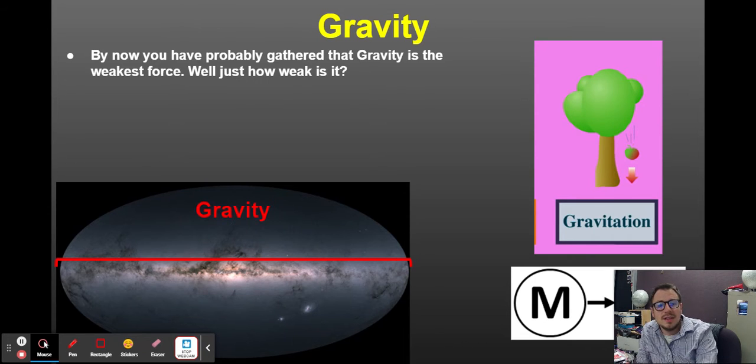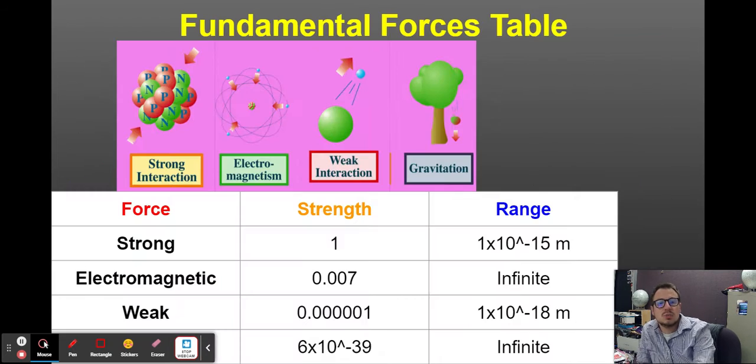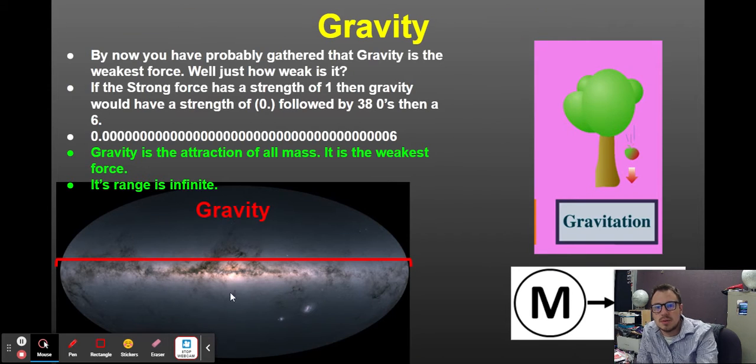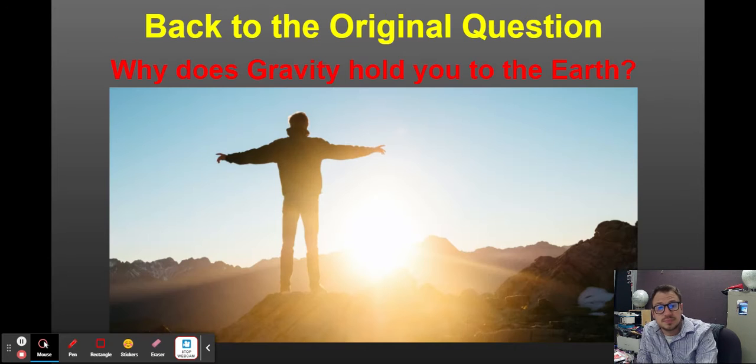Now, gravity is the weakest force. It's the attraction of all mass, and its range is infinite. So this is the chart that we make, starting from the strongest to the weakest force. Now, notice how weak gravity is. If the strong force has a strength of 1, gravity is 0 point followed by 38 zeros and a 6. That number right there. It's very, very weak. And the ranges: notice that only 2 of them are infinite, and the other 2, the strong and the weak force, have very, very small ranges.